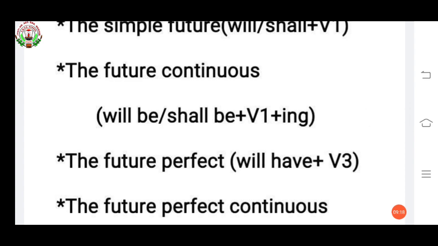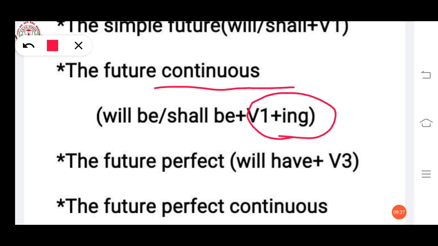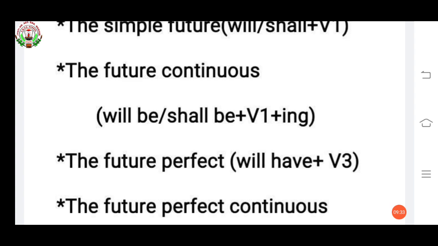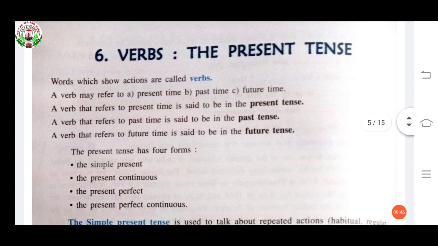Whenever you see the word continuous, ing will come with verb first form. Anywhere you can check it, whether it is in present tense, past tense or future tense. If any continuous word is given, then verb first form plus ing will come. Okay? Now, exercise.